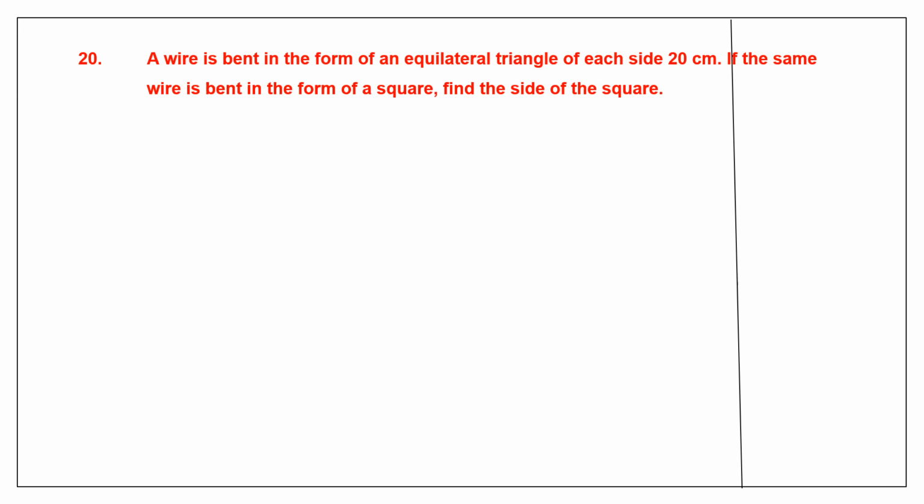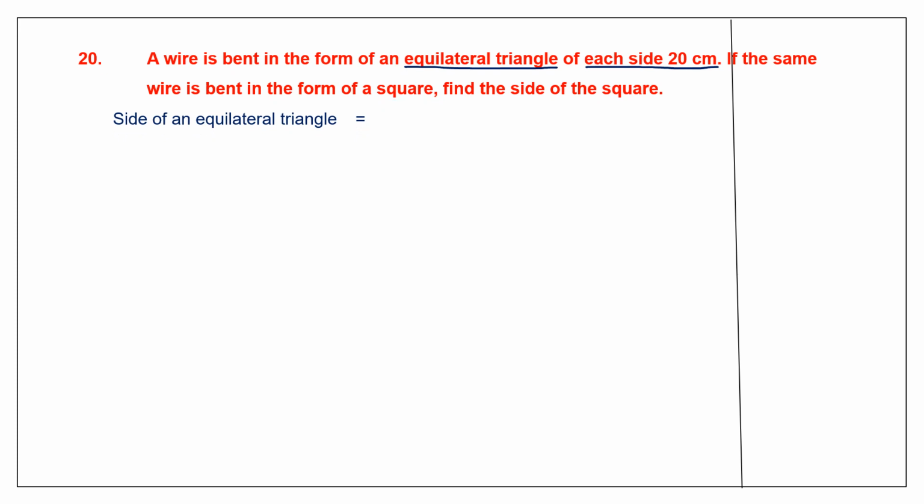Question 20. A wire is bent in the form of an equilateral triangle. Okay, picture that in your mind. A wire is there, it's bent in the form of a triangle, and that too an equilateral triangle of each side 20 centimeters. If the same wire is bent in the form of a square, find the side of the square. So let's begin by finding the perimeter of this triangle.